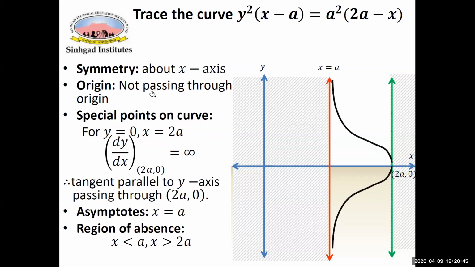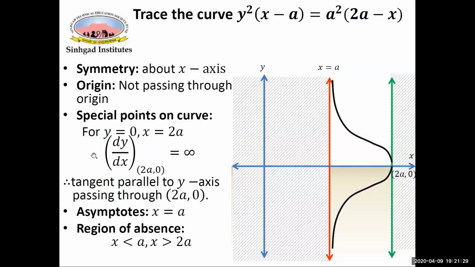Hence, we have to find points of intersection now. Since it is symmetric about x-axis, I'll choose to substitute y equal to 0. When I substitute y equal to 0, I'll have a square into 2a minus x equal to 0, and hence x equal to 2a. So the point of intersection with x-axis is (2a, 0). And in this case, your tangent will naturally be parallel to y-axis. So we can write directly dy by dx at (2a, 0) is equal to infinity. So first three cases are covered.